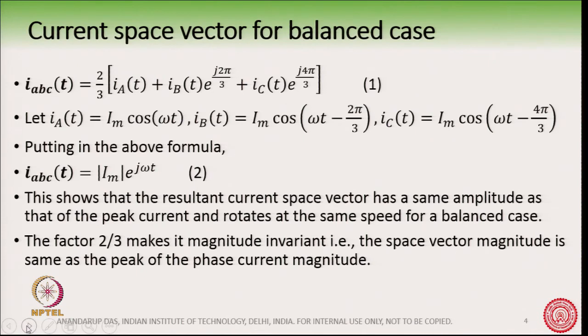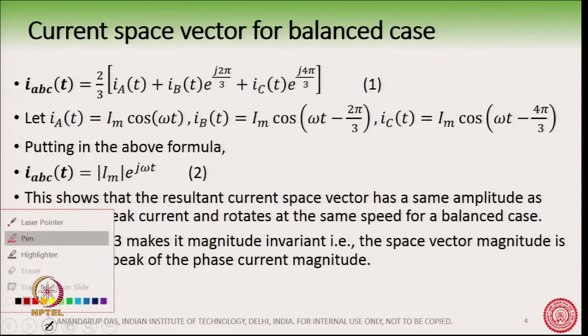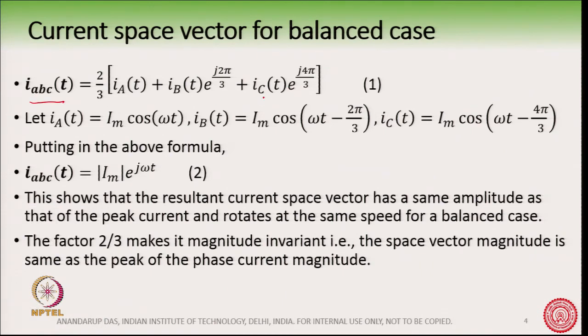Okay. So, suppose let us take an example with actual values. So, you have here this IABC(t), which is defined as per the definition of space vector, shown in equation 1. So, suppose IA(t) is Im cos omega t, IB(t) is Im cos(omega t minus 2 pi by 3), and IC(t) is Im cos(omega t minus 4 pi by 3). So, it is a perfectly balanced system. So, when you put these values into equation 1 and substitute e to the power j 2 pi by 3 as cos 2 pi by 3 plus j sin 2 pi by 3, then you see that IABC(t) here is equal to Im e to the power j omega t.